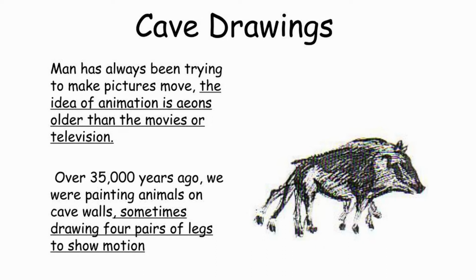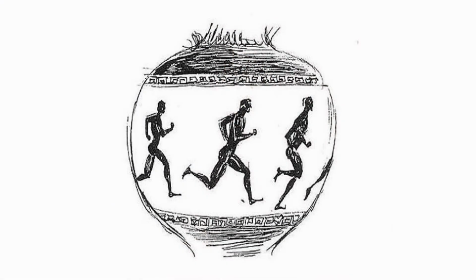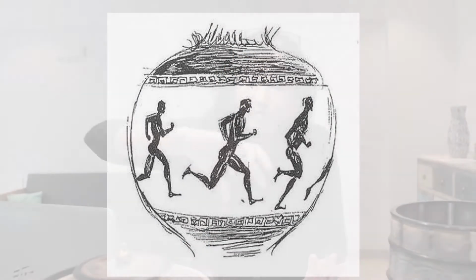In 1600 BC, there was this temple of goddess Isis that had 110 columns of goddess Isis in different positions. And when horsemen and charioteers rode past it at a certain speed, it looked like goddess Isis was actually dancing. The ancient Greek pots also had sketches on them, and when you spin the Greek pot, it looked like the man was running. So humans were trying to create movement even those many years back.